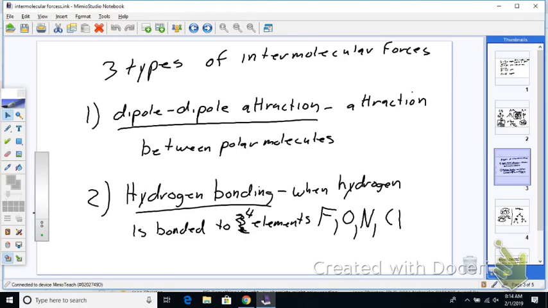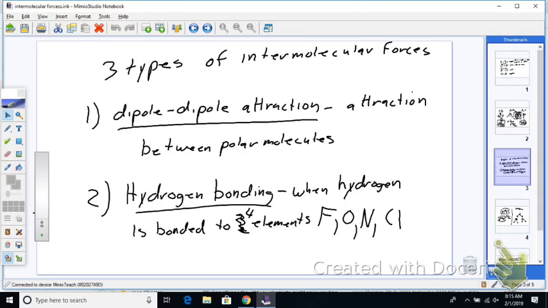This here I put 4. So it's bonded to 4 elements. So hydrogen bonding happens when you got a hydrogen present, and it's bonded to one of those 4 elements. Okay. If you notice something about these 4 elements, they're all the highest 4 electronegativities.